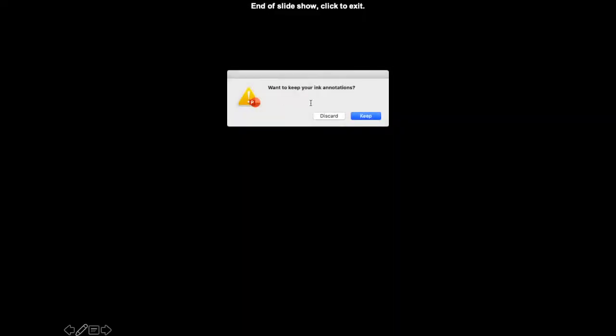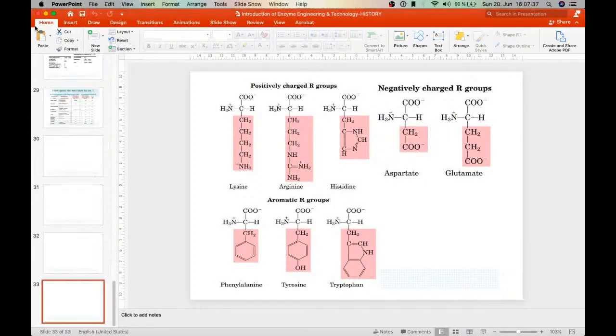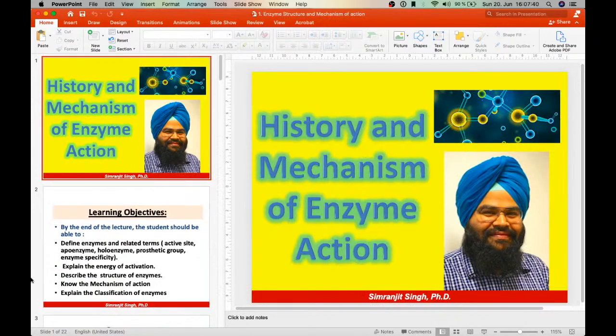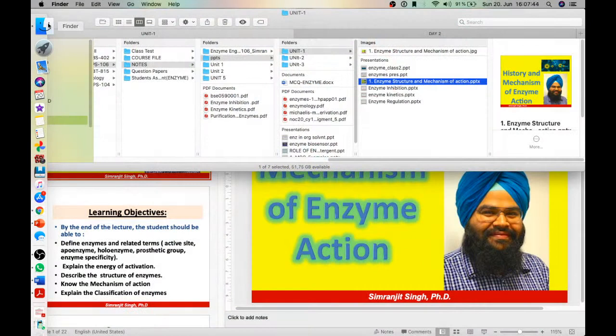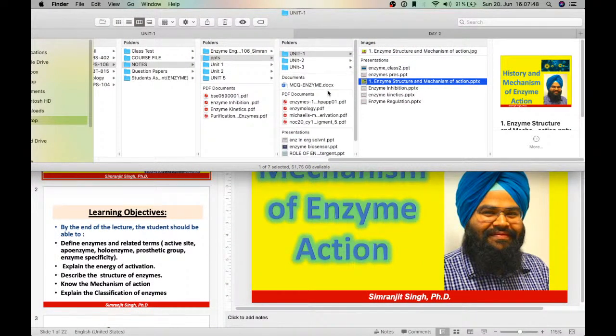So that was the basics or history of enzyme engineering, how enzyme engineering works, what its history was all about, and why it is important, and how it is essential in our day-to-day life.